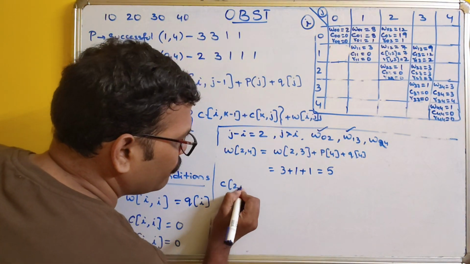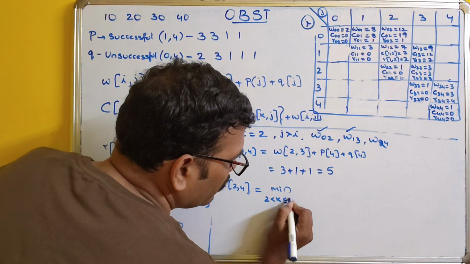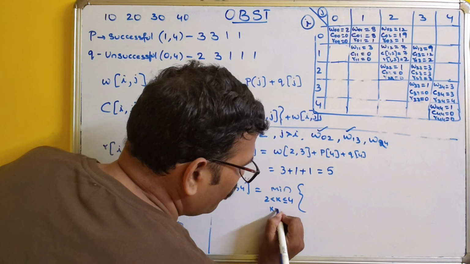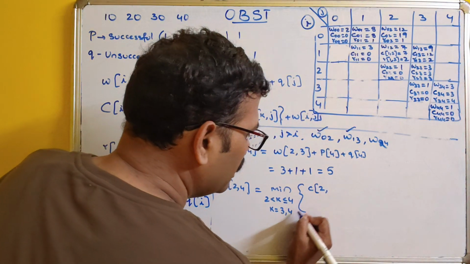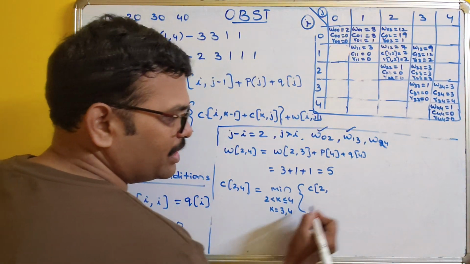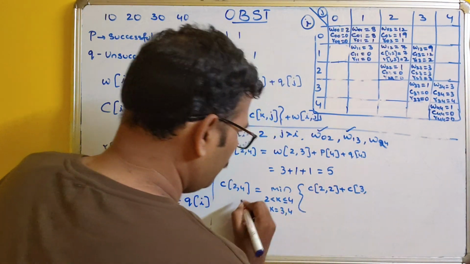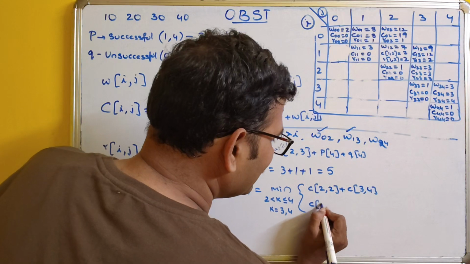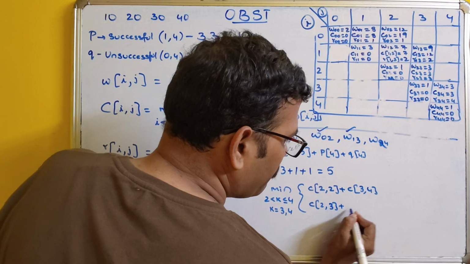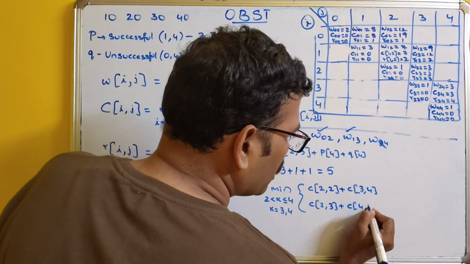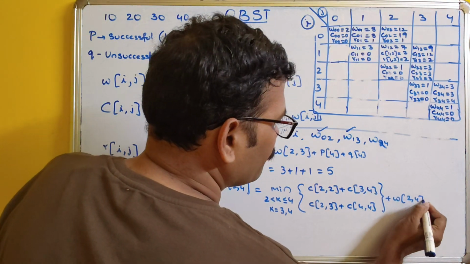And C of 2, 4 is the minimum over 2 less than k less than or equal to 4, so k holds the values 3 and 4. C of i, k minus 1: in the first case k is 3, so C of 2, 2 plus C of 3, 4. And in the second case, consider k as 4: C of 2, 3 plus C of 4, 4 plus the weight of 2, 4.